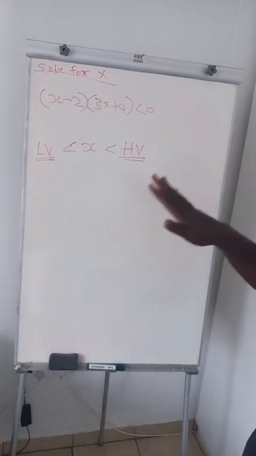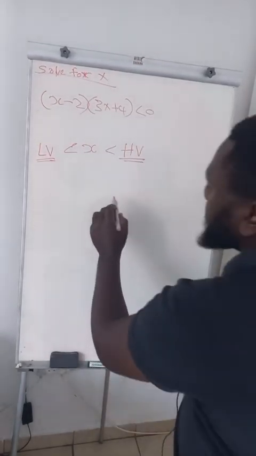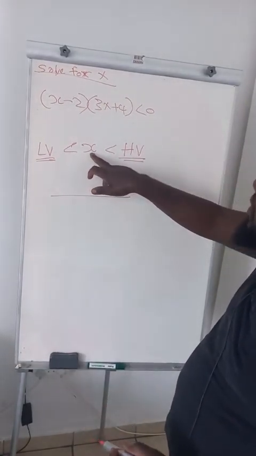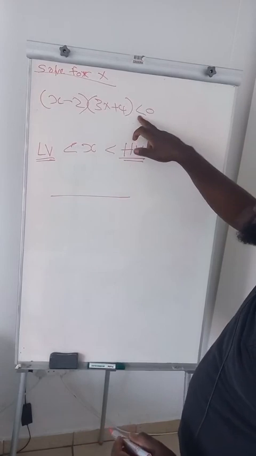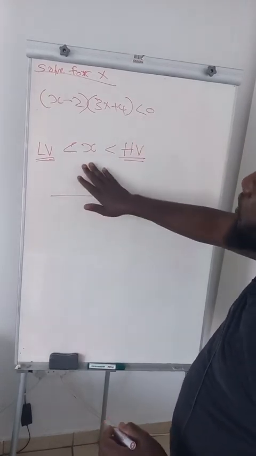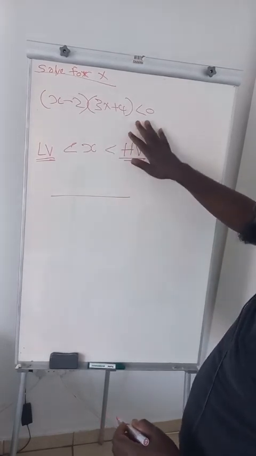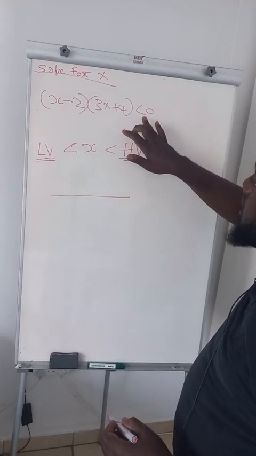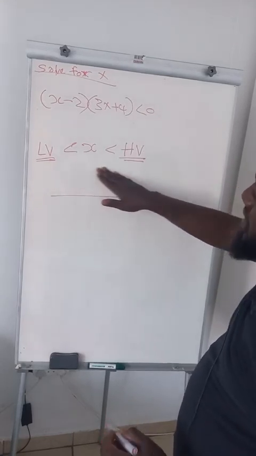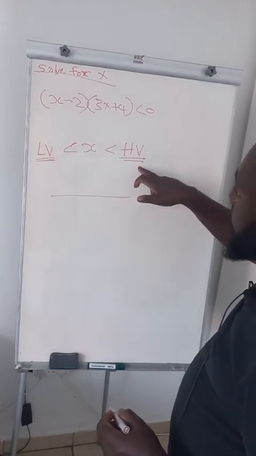Now when you draw the number line, it will be something like this, because here x is in the middle because of the inequality sign of less than. This happens every time with the less than inequality, so you need to take that into consideration. Every time you get a less than inequality, your final answer is supposed to be something like this, wherein this will be the lowest value and this will be the highest value.